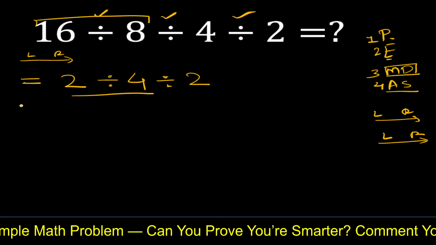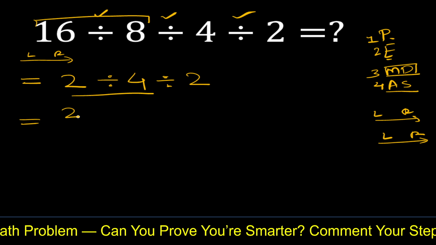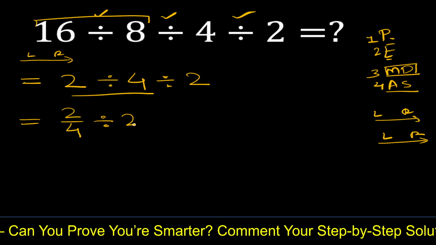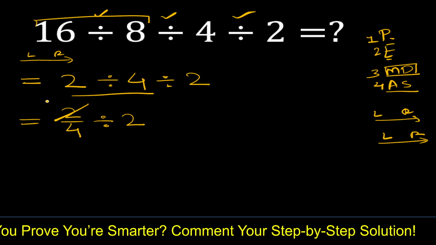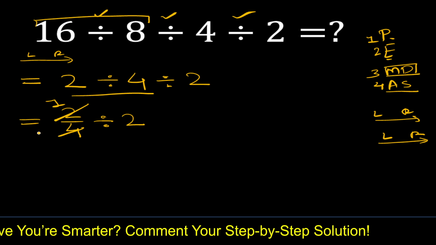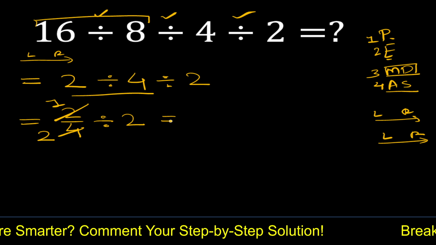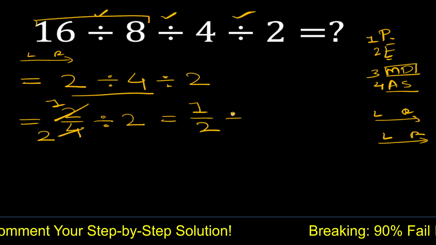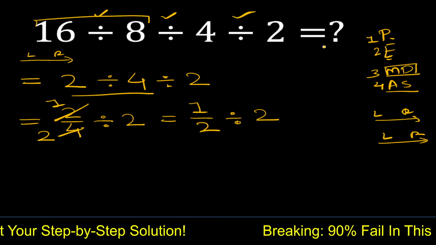Now 2 divided by 4 can be written as 2 upon 4. Divide 2. Now 2 divided by 2 is equal to 1 and 4 divided by 2 is equal to 2. So now we have 1 upon 2 divide 2.